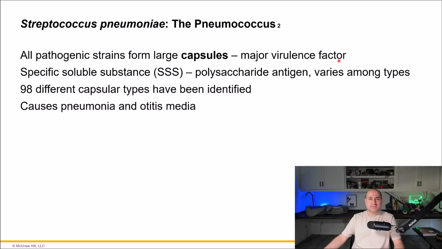Because encapsulated bacterium are very difficult for your immune system to treat and clear. And again, these cause pneumonia and otitis media, which is an infection of the middle ear.